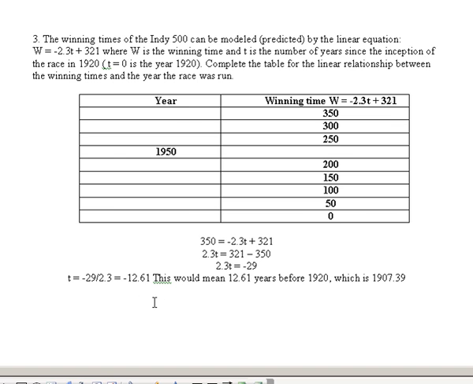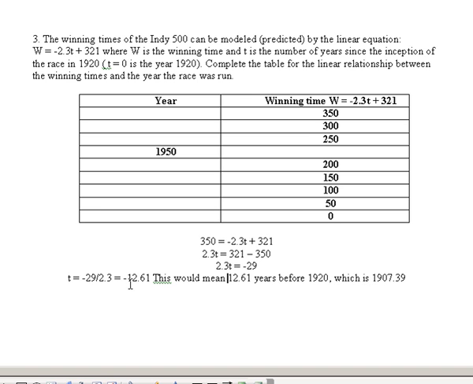Well, t equals 0 was 1920. So here we're getting negative 12.61, and this would mean 12.61 years before, since it's negative, before 1920, the winning time would be 350. Well, what is 12.61 years before 1920? The year 1907.39. So if you wanted to say to the nearest year, it would be the year 1907. The winning time is predicted by this linear model to be 350 minutes.